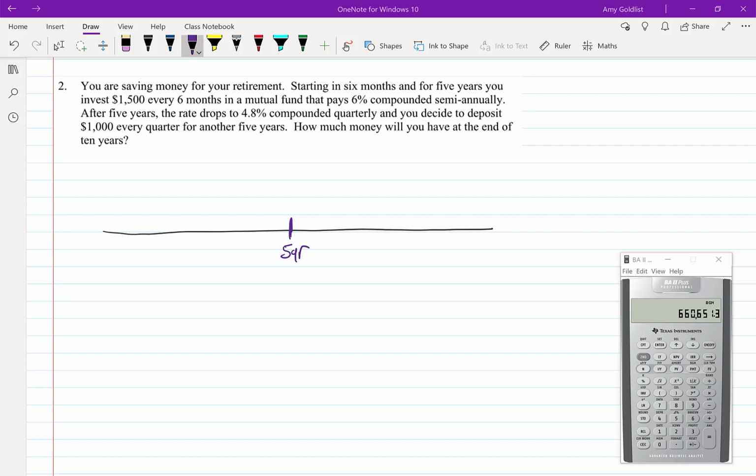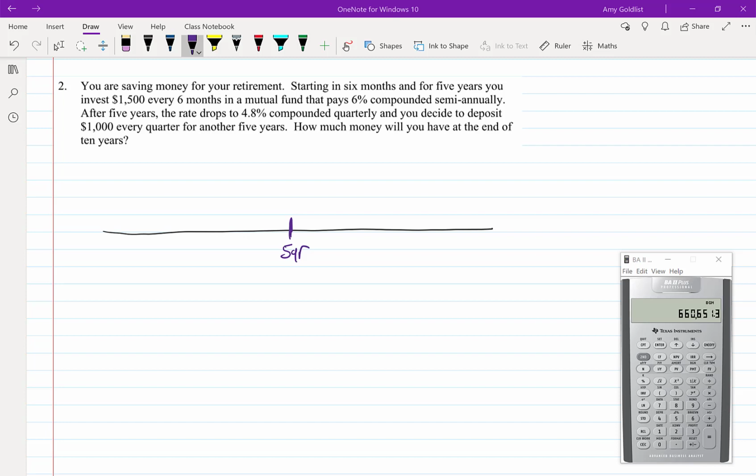You are saving money for your retirement. Starting in 6 months, and for 5 years, you invest $1,500 every 6 months in a mutual fund that pays 6% compounded semi-annually. After 5 years, the rate drops to 4.8% compounded quarterly, and you decide to deposit $1,000 every quarter for another 5 years. How much money will you have at the end of the 10 years?